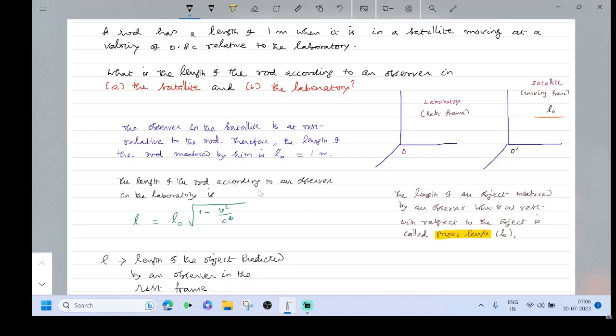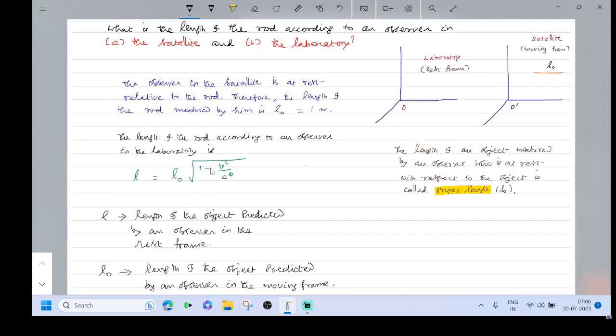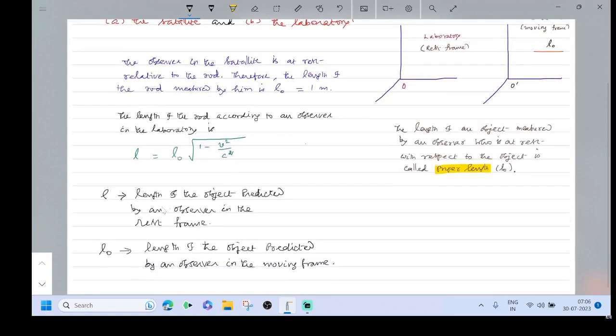According to the concept of length contraction, L is equal to L0 into root of 1 minus v square by c square. Here, L is the length of the object predicted by an observer in the rest frame. L0 is the length of the object predicted by an observer in the moving frame.